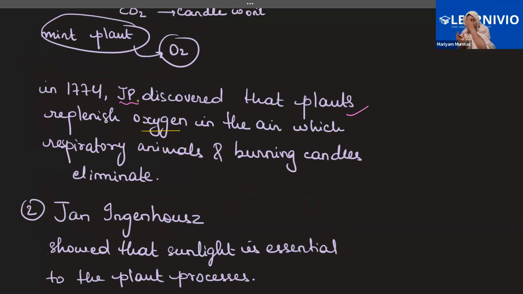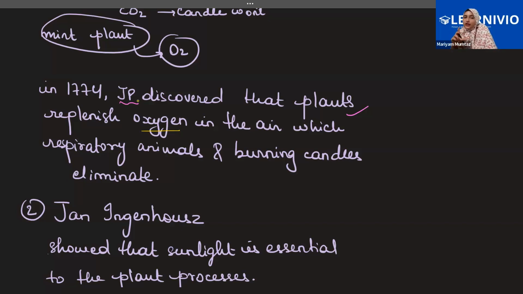He took a bell jar, and under that he kept a mouse. Under another bell jar, he kept a burning candle. And in one, he kept a plant. For the first one, wherein he kept the mouse, he saw that after a while the mouse died. In the candle experiment, after a while the candle got extinguished, meaning it got burned up. And in the plant, the process did not continue for a long period of time.